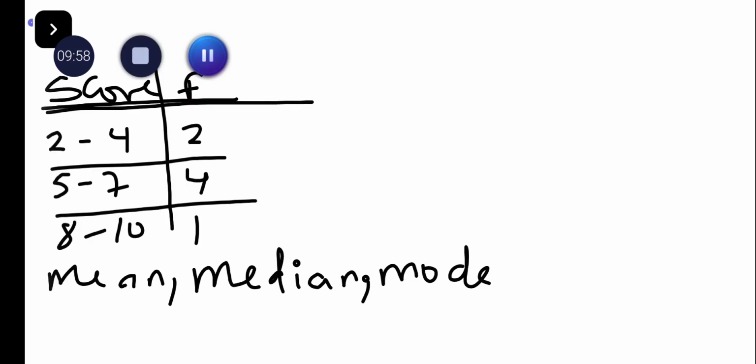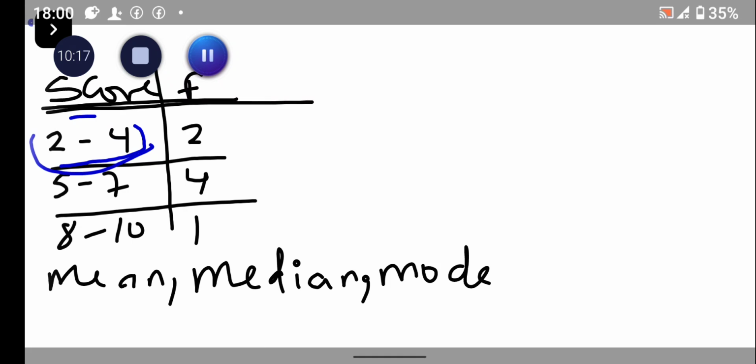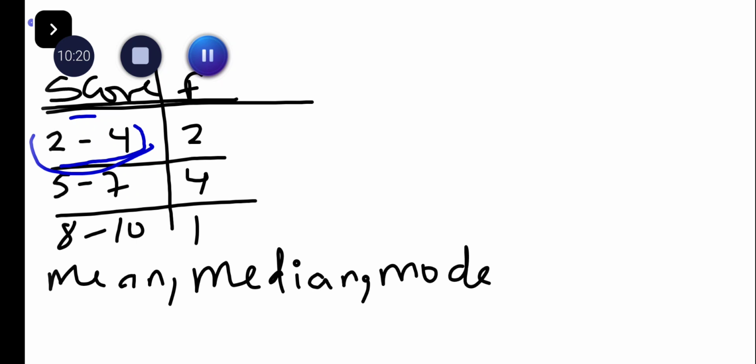Alright, so we're also going to look at another type of data, which is grouped data. Grouped data is grouped into classes. You have here a score, they say 2, 4. This is a class. It means all scores from 2 marks to 4 fall in this class. 5 to 7 they fall in this class. 8 to 10 they fall in this class. That is why we talk about grouped data. And F here is the frequency.